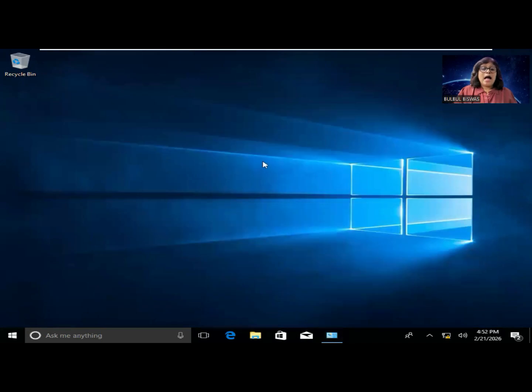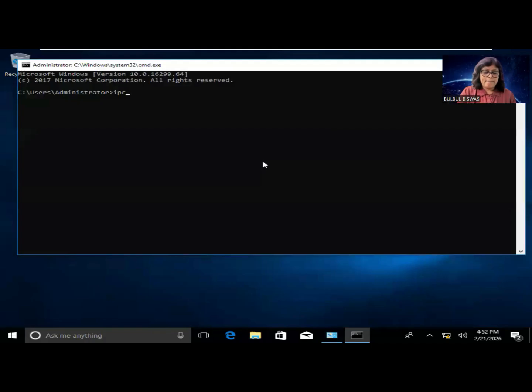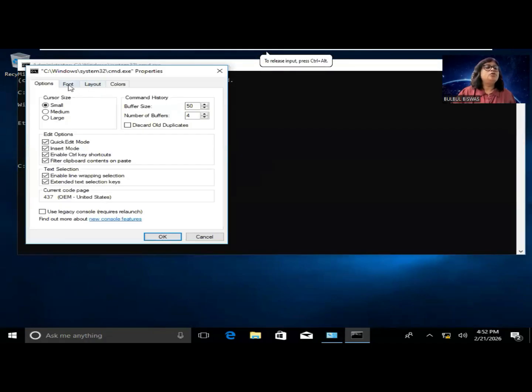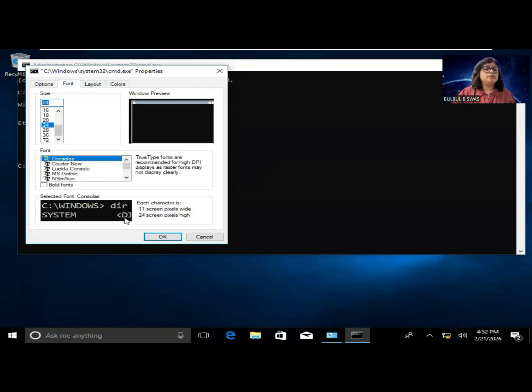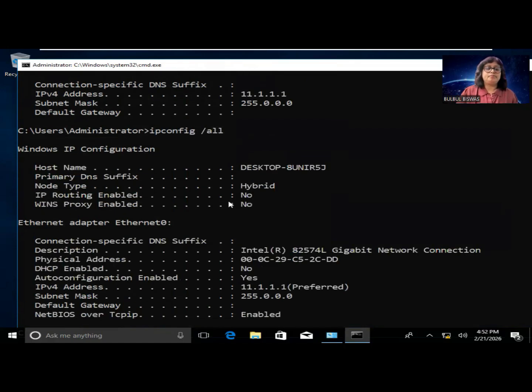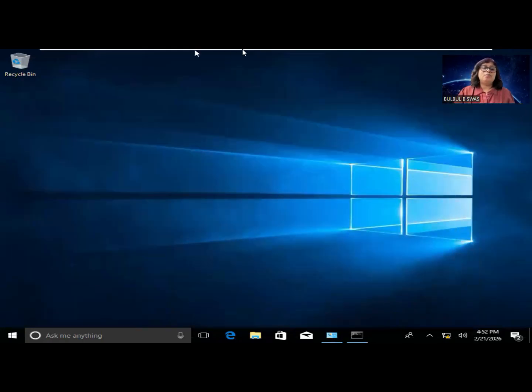Fine. I want to check the IP. CMD, and here I am writing ipconfig. Let me do a little modification over here. Okay. So the IP address I have got in this computer is 11.1.1.1, and this is nothing but a static IP. Do you want to check? ipconfig /all. What happened? DHCP enabled: No. That means if it is yes, remember, my computer is getting the automatic IP address from the DHCP server.